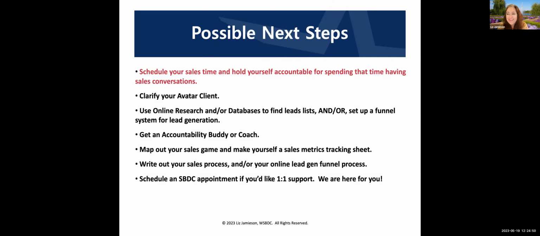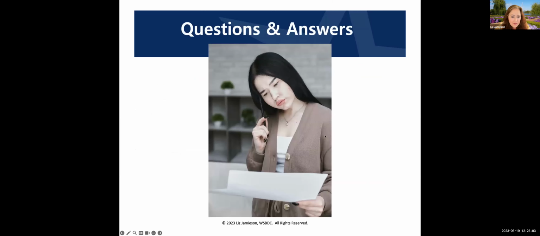So here are some possible next steps, some things you could take out of the conversation today. Take your pick, do whichever one's fit for you, right? Hopefully you made some notes and have some homework written down for yourself that you can take forward from this conversation.